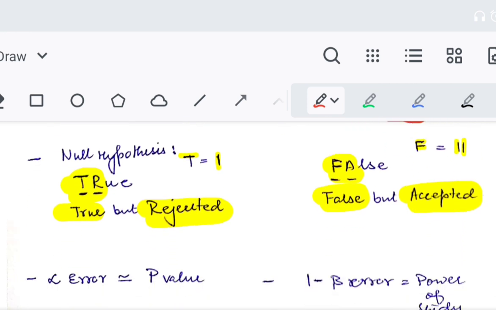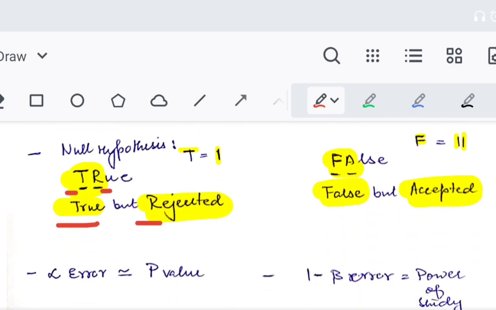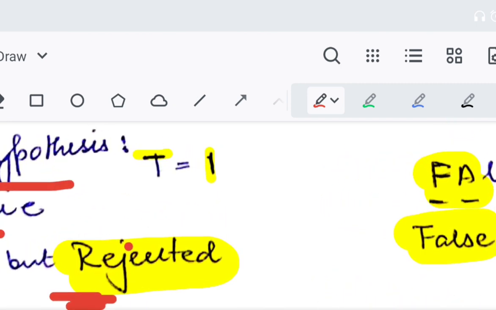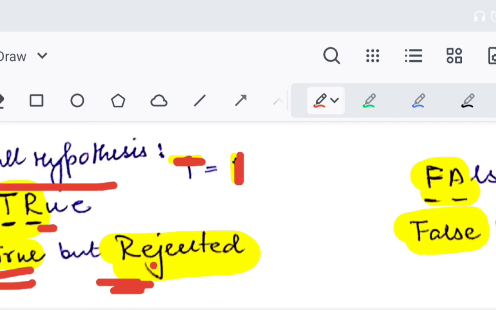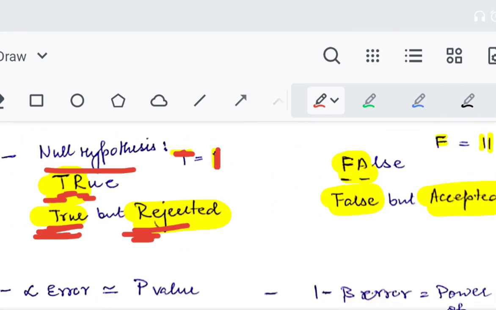So in type 1 error, the null hypothesis is true but rejected. The null hypothesis states that this study is not significantly different from the previous study, right? So here the study is not significant, but the researcher proves it forcefully that it is significant. So what happens is that the null hypothesis is true but it is rejected. So now how do we remember this? See, T has 1, so this is 1. Okay, and if you write true, so this is TR, true but rejected. Null hypothesis is true but rejected.